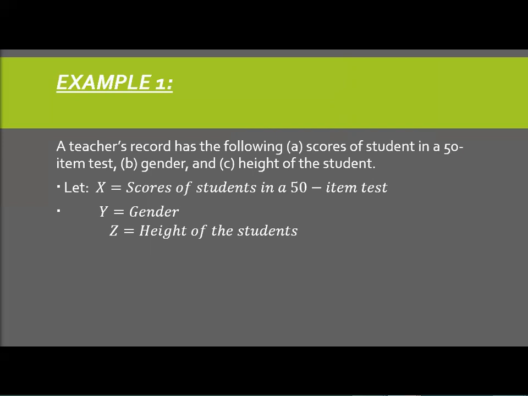Okay. Now, X, scores of students in a 50-item test. Now, ask yourself, kaya mo bang i-count ang score niya? Score ng isang student? Of course, we can. So this is an example of a discrete random variable. Letter X is a discrete random variable. Now, what about letter Y? Gender, is that continuous or discrete?